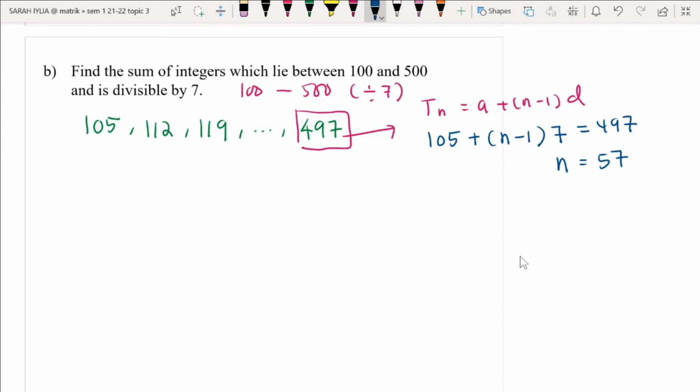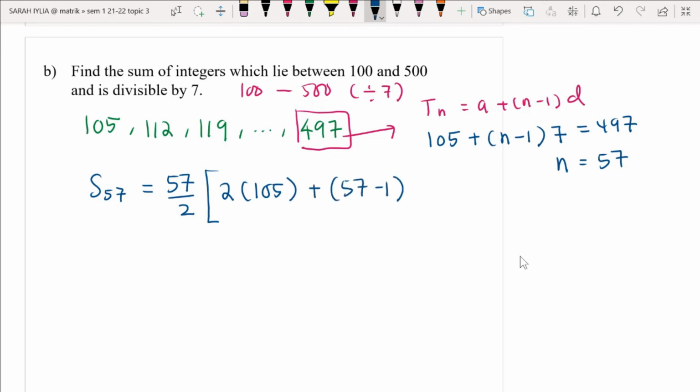Bila dah settle, kita dah boleh masuk dalam Sn punya formula. In this case, dia nak suruh cari sebenarnya S57. So, S57 is basically 57 over 2. N over 2 formula kita. And then 2A. So, 2 times 105 plus N minus 1. So, 57 minus 1 times D times 7. Lagi sekali, awak bolehlah terus tekan calculator. In this case, kita akan dapat 17157. Okey. Ini option pertama.